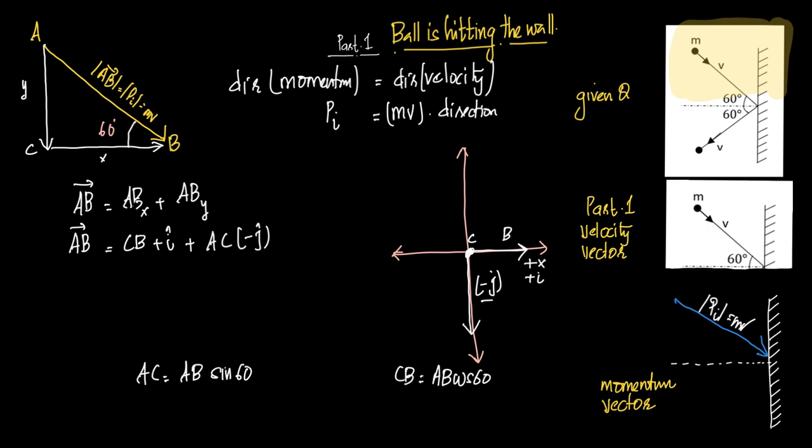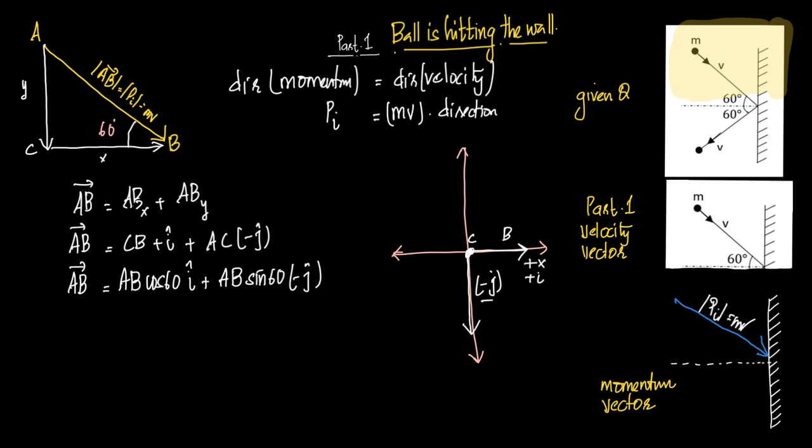Now I'll bring these values over here. So I can write vector AB as, what is CB? CB from here is AB cos 60. AB cos 60 along positive i cap, plus what is AC? AC is AB sine 60, so that it would be AB sine 60 along minus j cap. Let me erase these things as well.